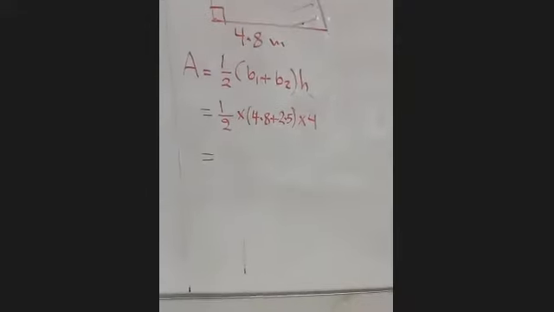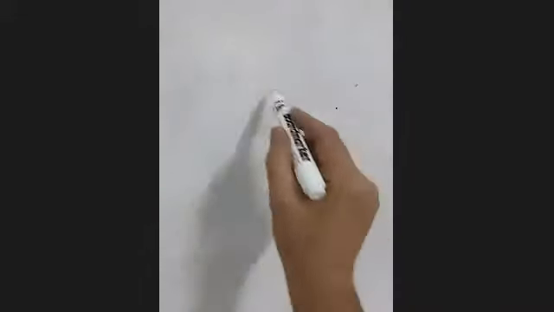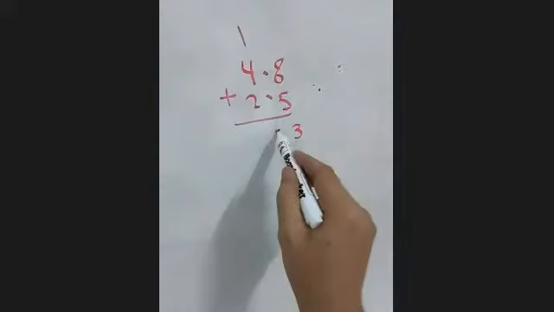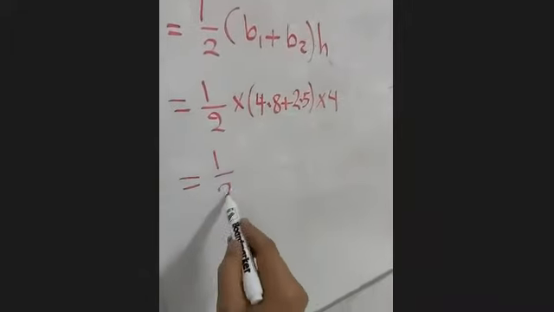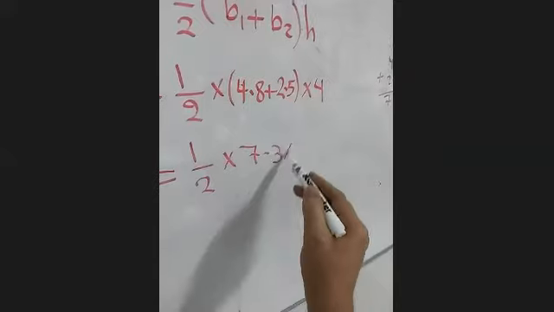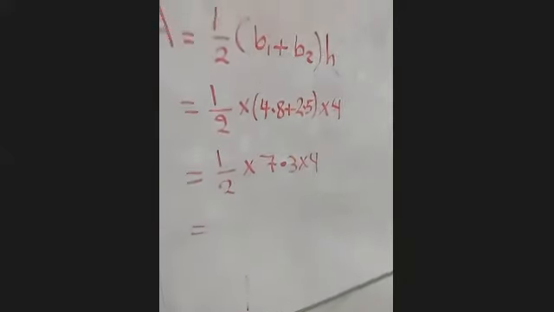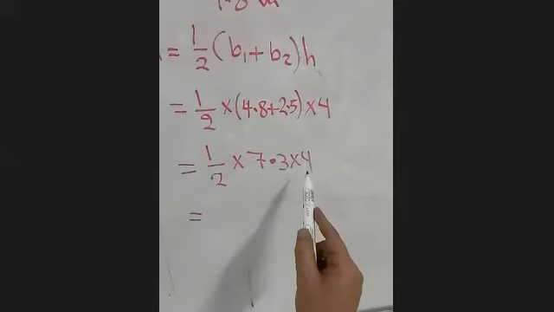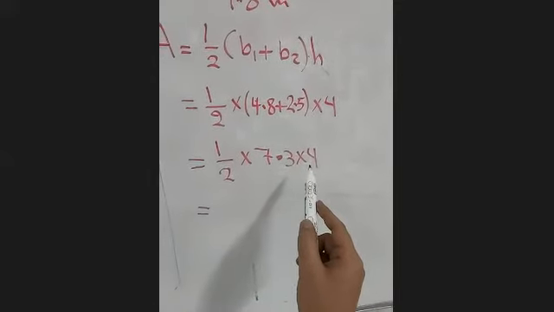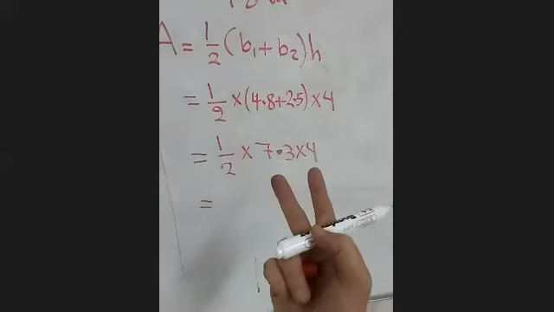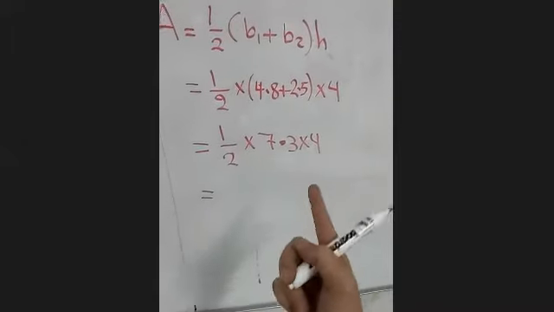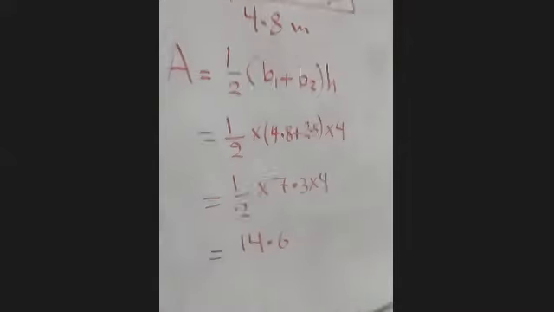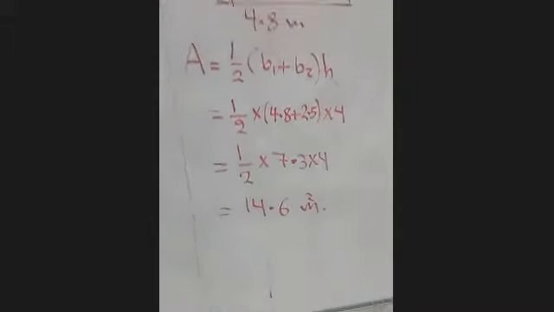Now let's add the brackets first. 4.8 plus 2.5 side by side, we add them. This is 7.3. So we have half multiply 7.3 multiply 4, right? Half of 4 is 2. 2 multiply 7.3 is 14.6. 14.6 meter per 2.